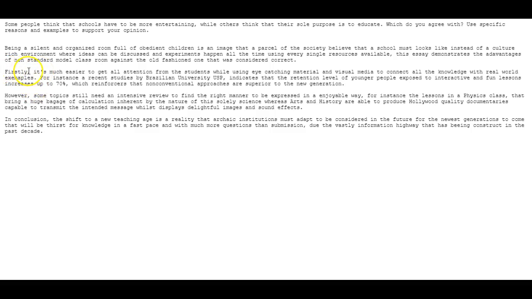So let's move on. Firstly, it is much easier to get attention, get rid of all, from the students while using eye-catching materials, S, visual media, to connect all the knowledge with real-world examples. Careful with your spelling. For instance, recent studies, get rid of the A, by Brazilian University USP indicate, because remember it's studies, indicate that the retention level of younger people exposed to interactive and fun lessons increases up to 70%, which reinforces, get rid of the R, that non-conventional approaches are superior.